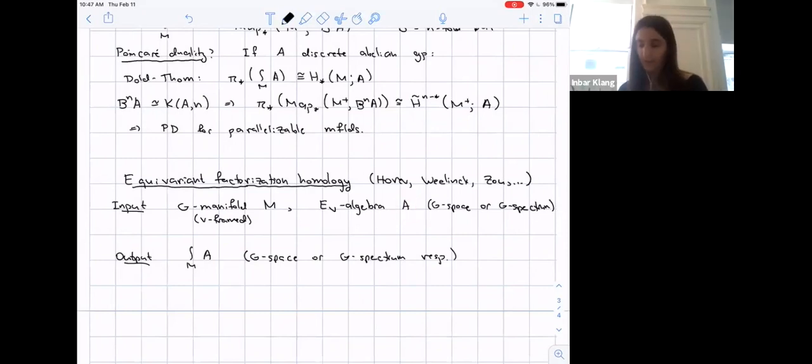Okay, so I think EV algebras might be a bit less familiar than EN algebras. So maybe I'll just give some examples of things that are EV algebras.